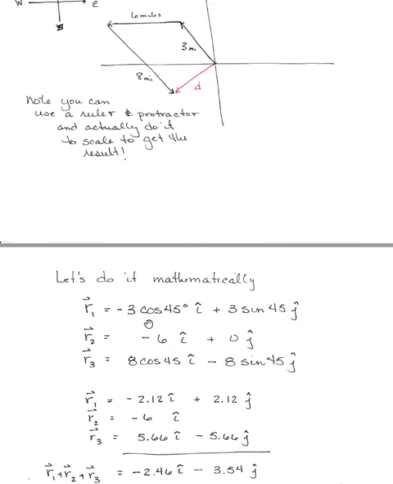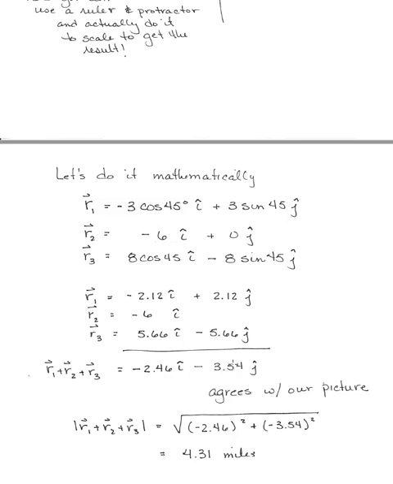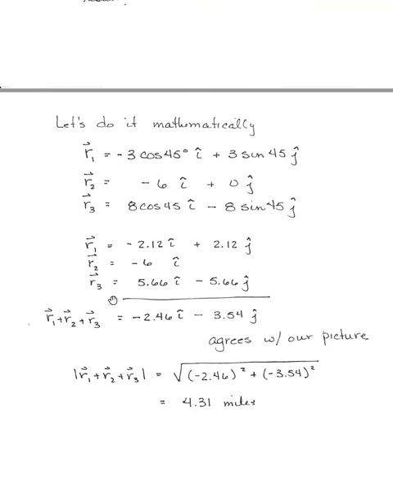So go ahead and do the arithmetic in your calculator, and then we can add up all the x's and we can add up all the y's, and we end up with a vector that's in this quadrant, so it should have a negative and a negative. This gives us a chance to check our signs. Sure enough, we ended up with a negative and a negative. It agrees with our picture.